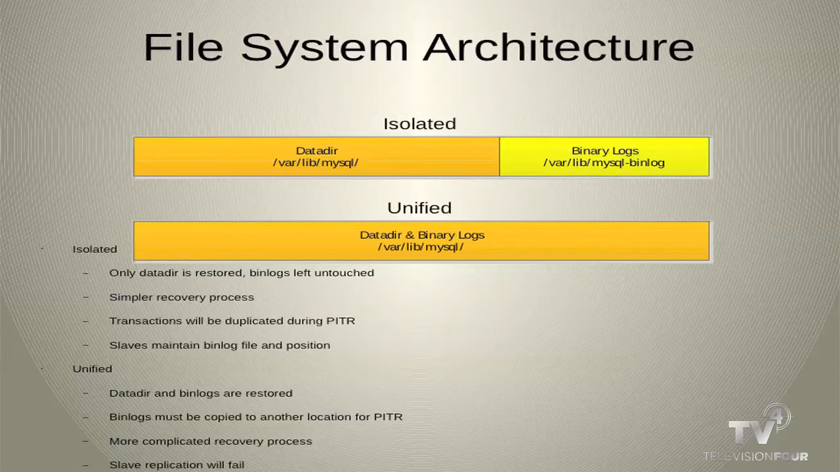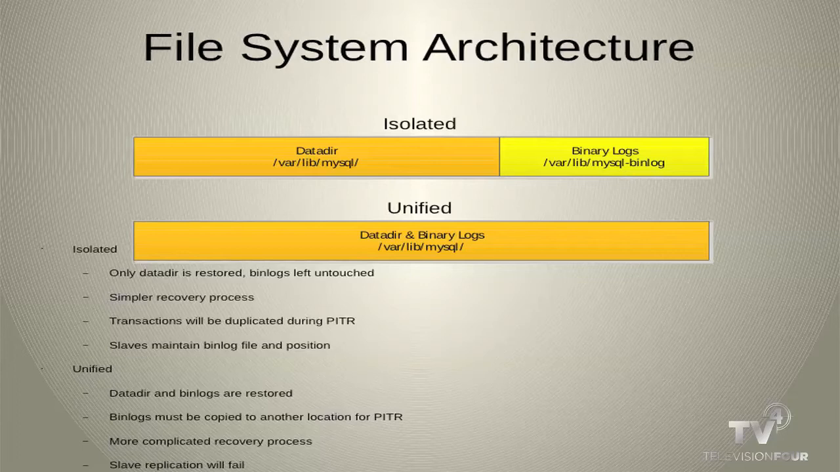Another approach would be to separate your data directory from your binary logs. There are pros and cons to each method. We'll talk about isolated first here. If you isolate the two of them, when you're recovering from a backup, you might only want to recover your data directory. You don't necessarily need to recover your log files. There's some convenience in that because you don't have to copy them out, right? If you recover from a snapshot, all your binary logs are going to get blown away. So by putting them in their own separate volume, when you roll back your primary data directory, you don't have to do anything with your log files. They're sitting there, ready to go.